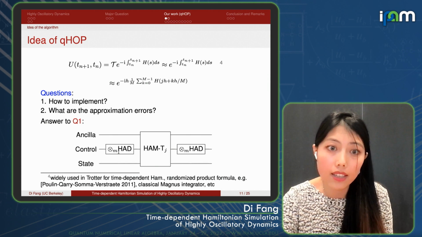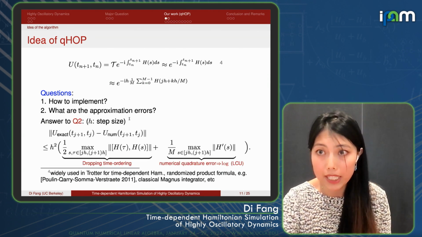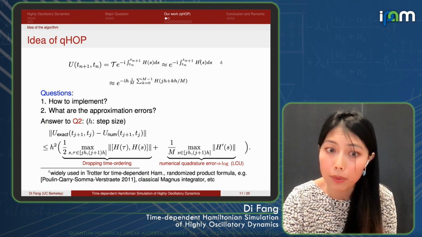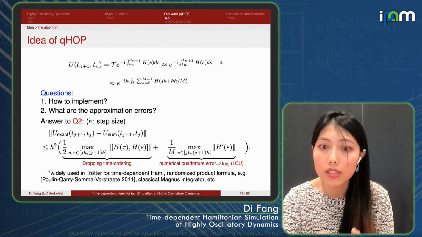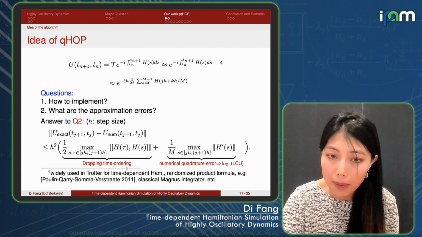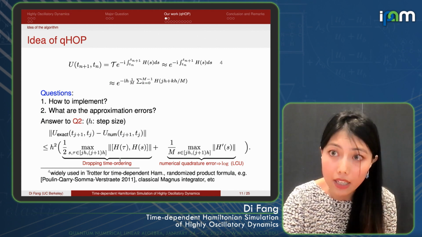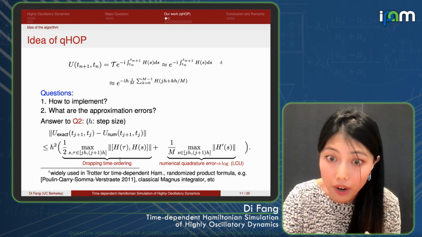The second question is, how do we deal with this approximation error? There are two approximations that have been made here. First, we drop the time ordering. The second is we deal with the numerical quadrature. So it turns out when we drop the time ordering, we will be able to recover this commutator bound. So this is essentially where we get the commutator bound from.